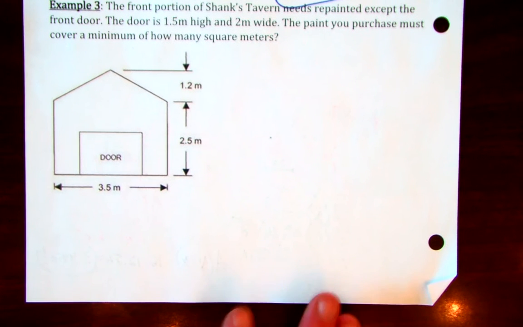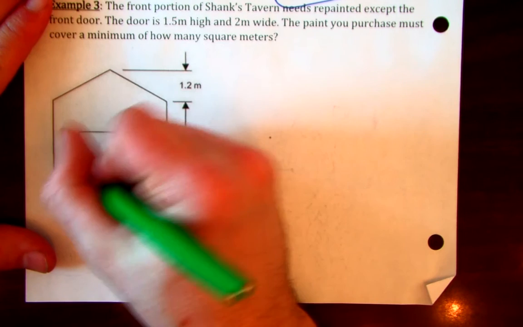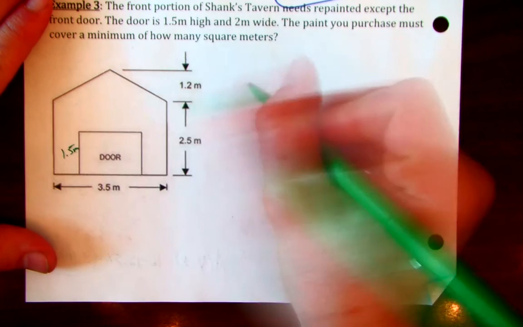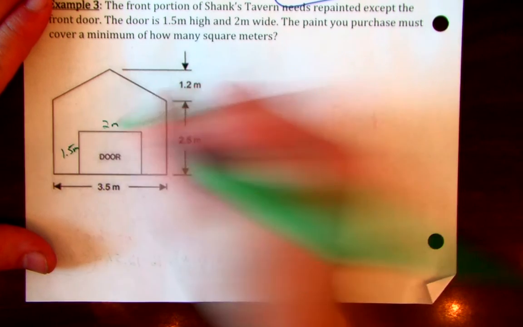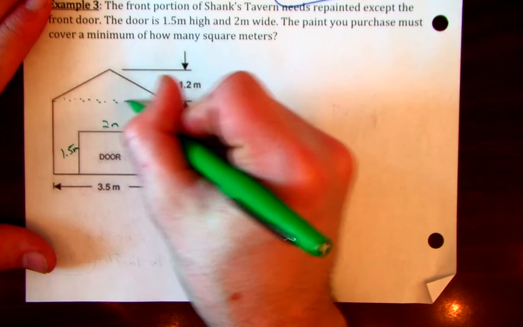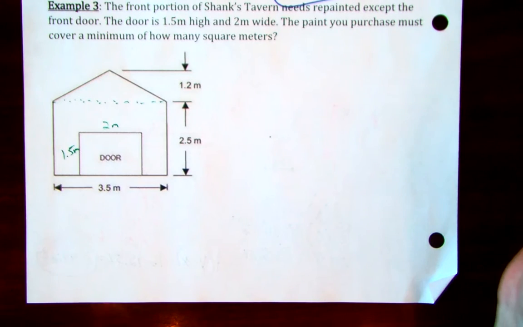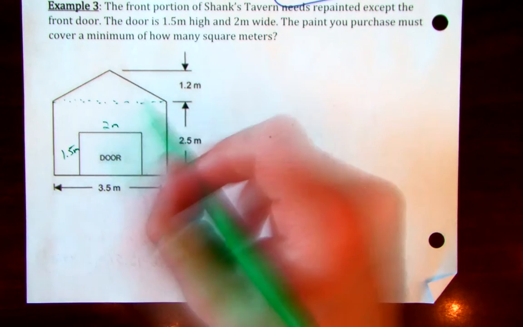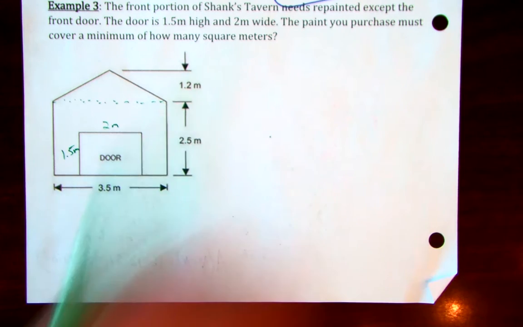All right, so it says the front portion of Shank's Tavern needs repainted. Well, actually, first it needs power wash, then we can repaint it. And we only repaint everything except for the front door. And so the door, let's actually label that. The door is going to be 1.5 meters, and it's going to be 2 meters wide. All you have to do is break it apart and find out how much paint we need. So we're not painting the door.